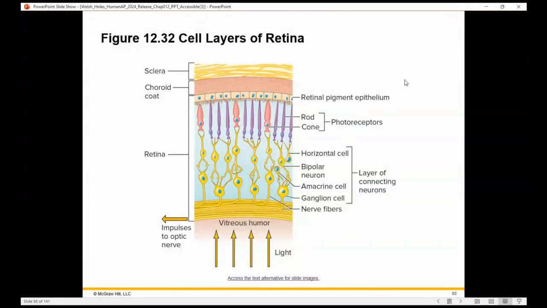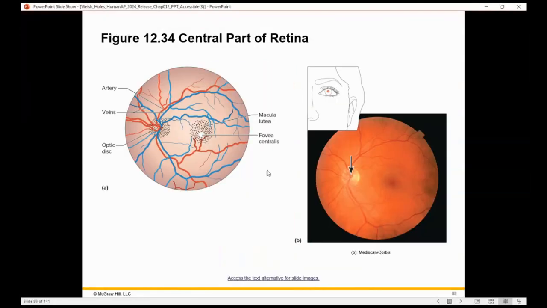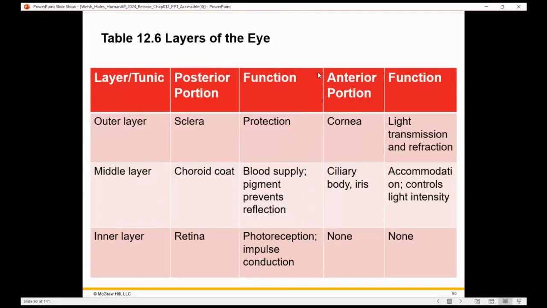This figure shows you the cell layers of the retina. This figure shows you the central part of the retina. This table goes over the different layers of the eyes.